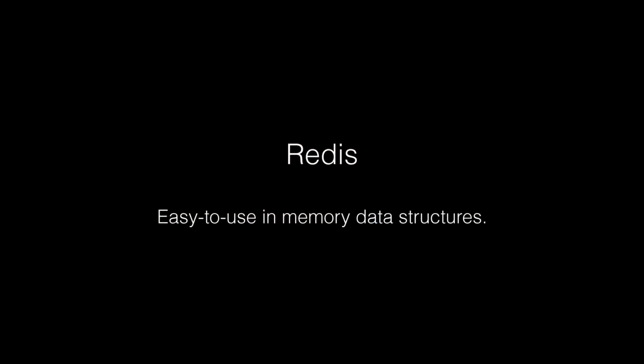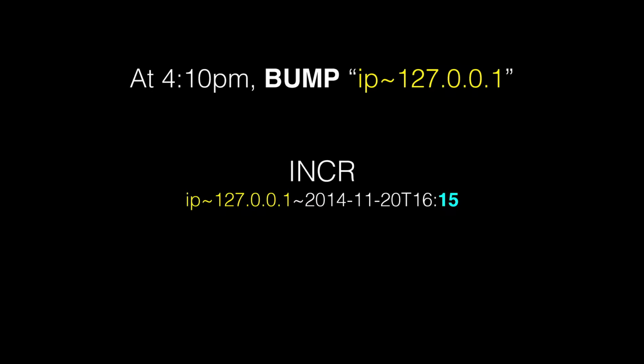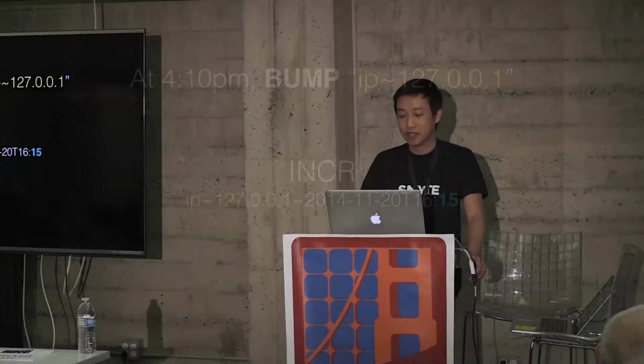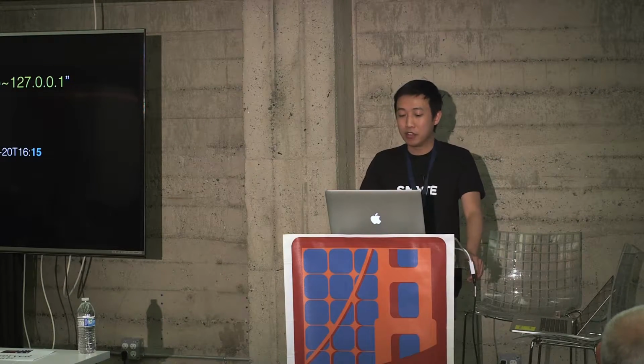And all of a sudden, we have a working database, which is very easy to use because Redis supports all kinds of common data structures. And doing integer counting in Redis is very simple. So let me give you a concrete example. Let's say at 4:10 p.m., we get an event from a particular IP. So we bucket that into a 15-minute bucket and increment the count for that key for that bucket in Redis, and we get a count.